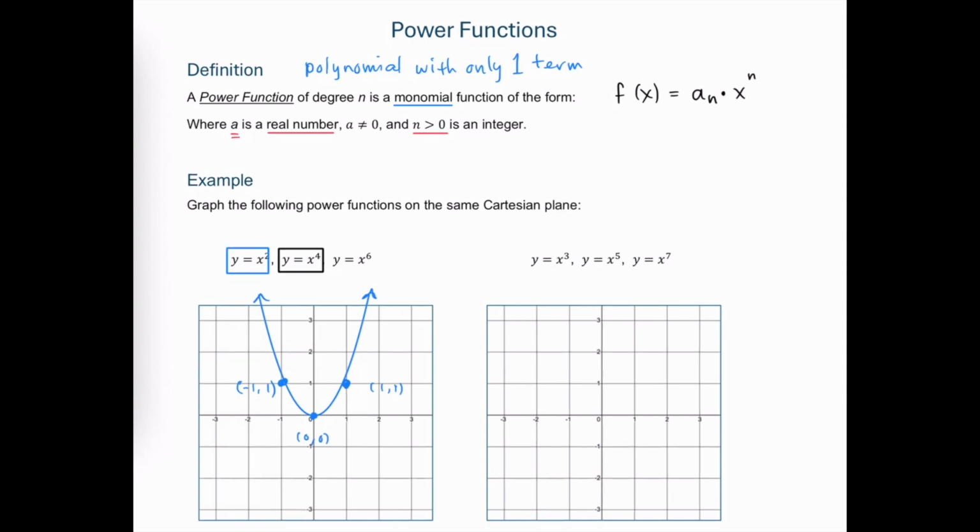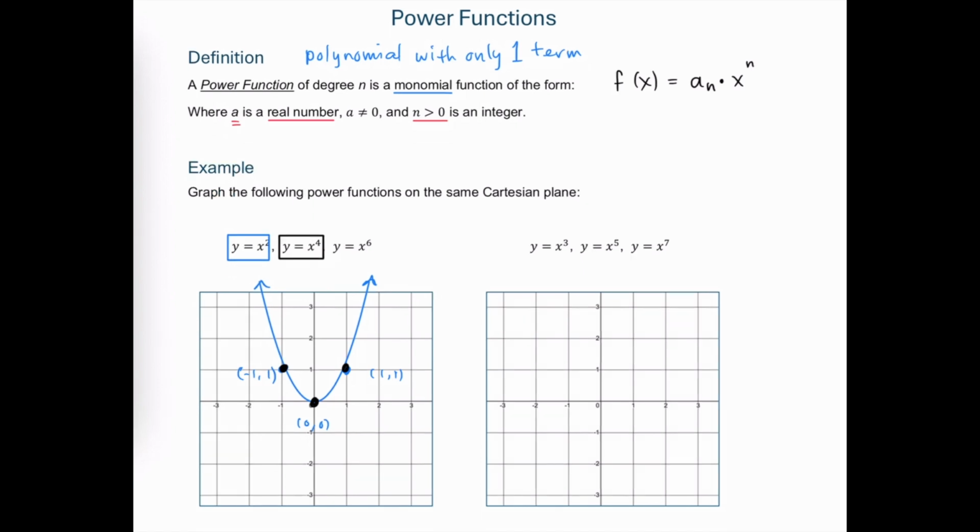Now let's graph y equals x to the fourth power. X to the fourth power is going to have the same points of interest. When we plug in x equals 1, we get y equals 1. X equals 0 yields y equals 0. X equals negative 1 to the fourth is also positive 1.